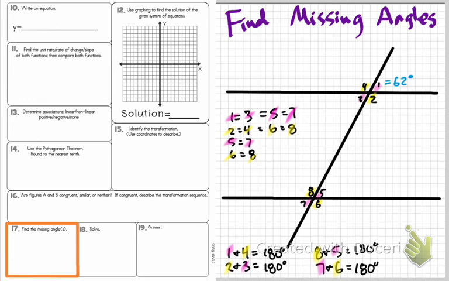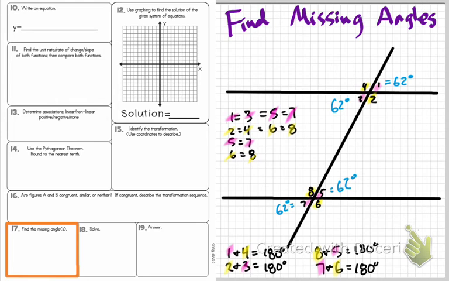So let's go ahead and get a missing angle. Here I have angle 1 is equal to 62 degrees. Well, since I know that angle 1 and angle 3 and angle 5 and angle 7 are all equal to 62 degrees, I can simply write those in. We know they're all equal to each other.